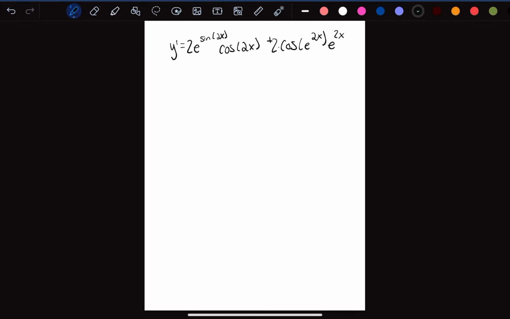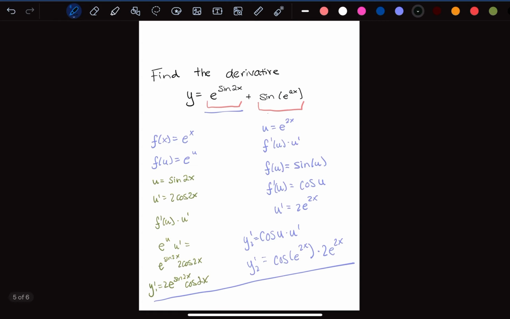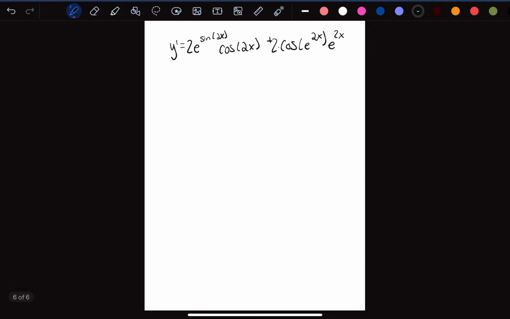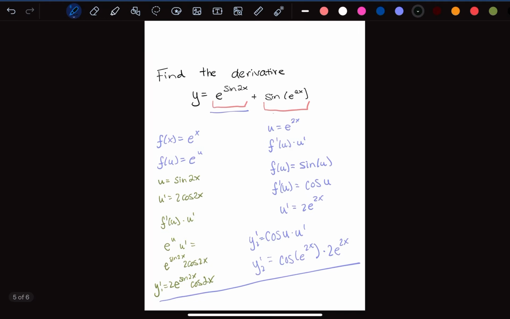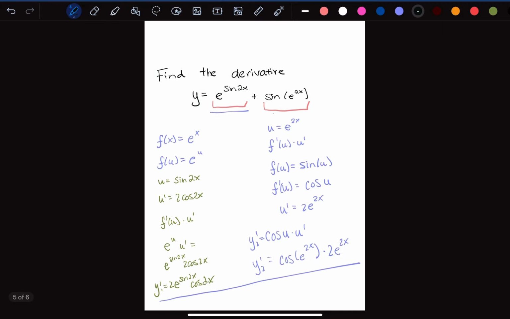And you can simplify this problem a little bit, but it should be fine if you look at it like this. Let me double check with what I had over here. E times 2 times e to the sine 2x, cosine 2x on the left side, 2e, yep, perfect. And then cosine e to the 2x times 2e to the 2x. Perfect.